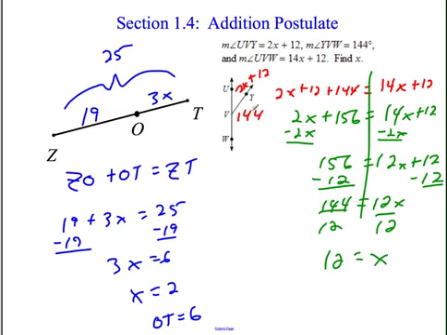If they wanted me to find that angle, I could plug x into the equation. You know, UVY equaled 2x plus 12. So if I wanted to, I could plug that in and say 2 times 12 plus 12 is 24 plus 12, which equals 36, which it was supplementary, so it's 180. Awesome, which brings us to our next section.